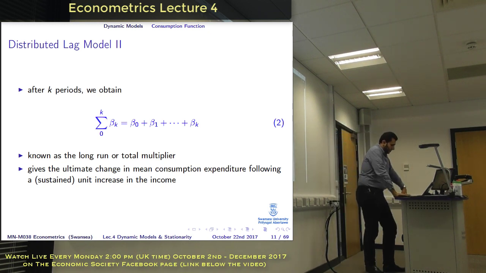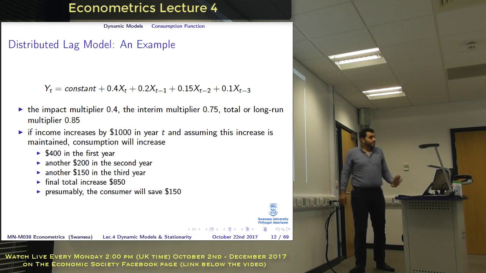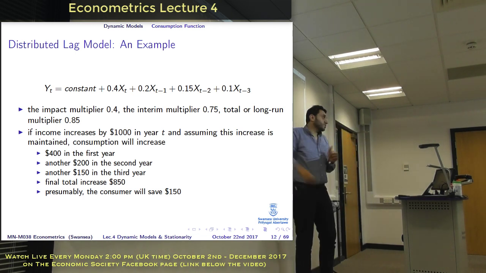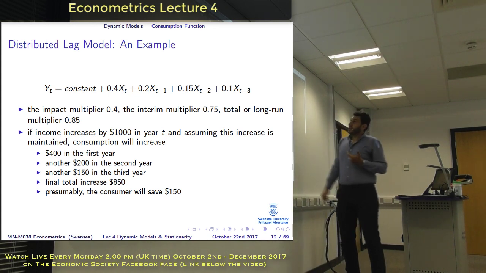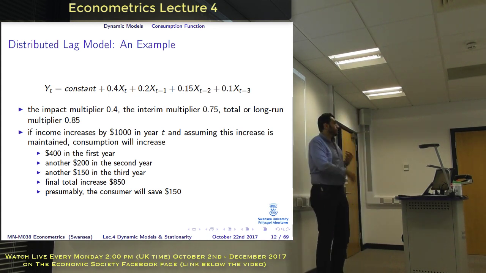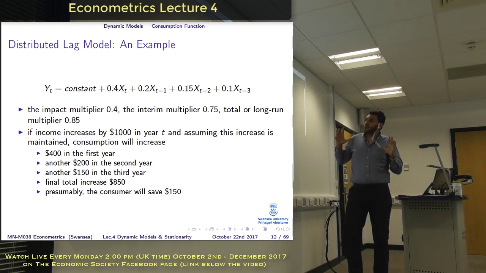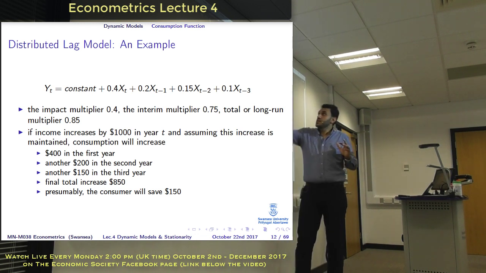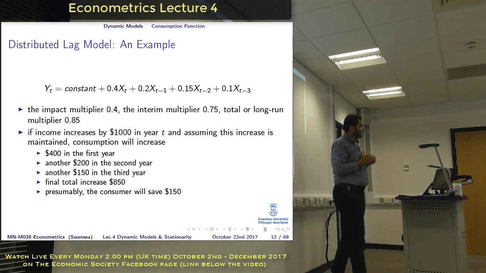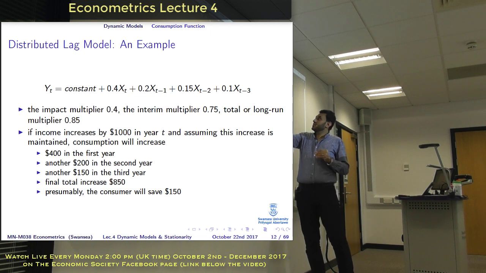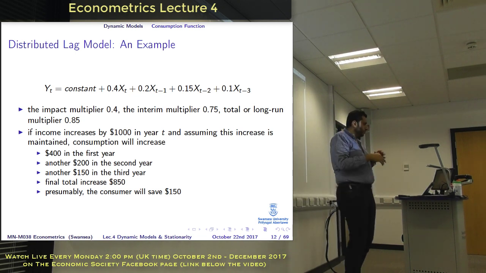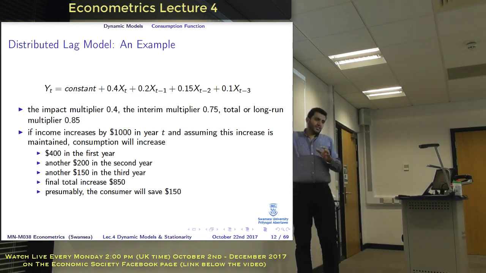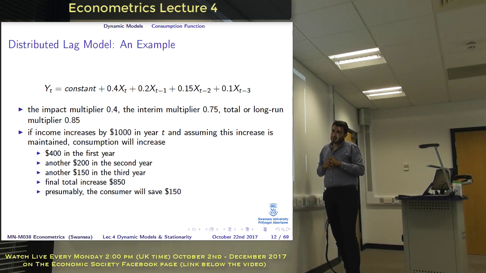So for example, let's assume we have this model where yt depends on xt, xt minus 1, xt minus 2 up to xt minus 3. Let's think of this the same way, following the same example. This is consumption, and this is disposable income. So xt here is disposable income in time t, t minus 1, t minus 2, and t minus 3. And if we assume these are quarterly or annual data, then that's what t represents here.